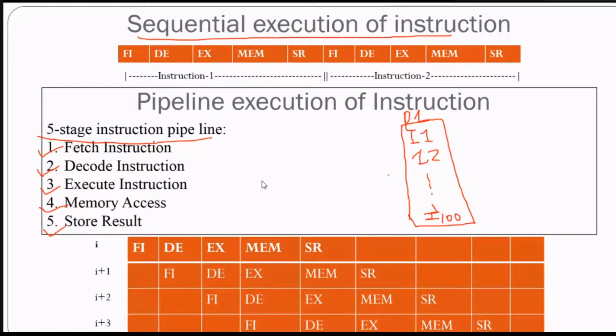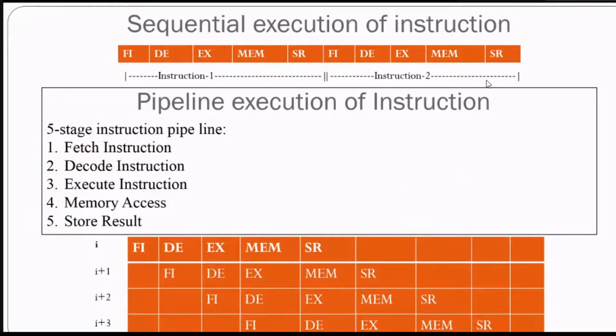So how to do this? If you do it sequentially, you will keep only one teacher, so what will that teacher do? The teacher will fetch the instruction, decode the instruction, execute, and access memory. So everything will be done by only one element, by one teacher. So here your first instruction will be completed. Now consider the time: ideal time, 1 minute for each stage.